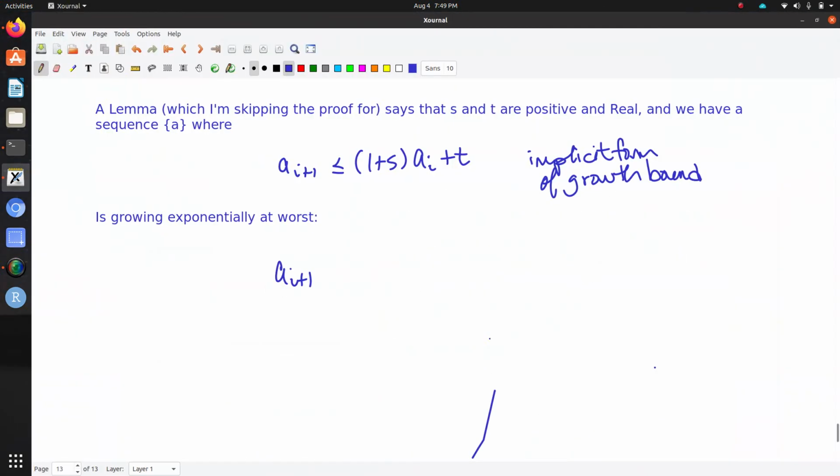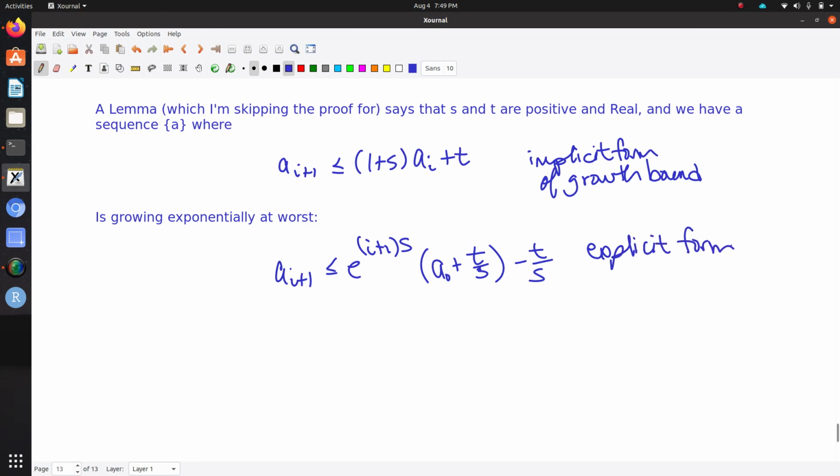Whoa, I didn't mean to do that. So, you know, my computer is kind of hard to control some days. It's e to the (i+1)s times a_0 plus t over s, minus t over s, and this is the explicit form. That's why we can only use a_0 instead of just a_i, because we're going back only to a_0. Okay, so we can pop this into our previous expression to get the following.